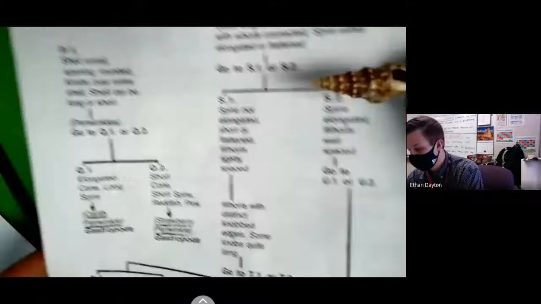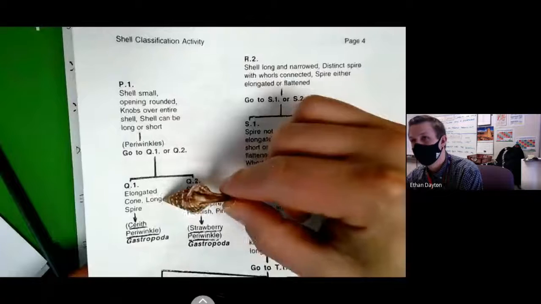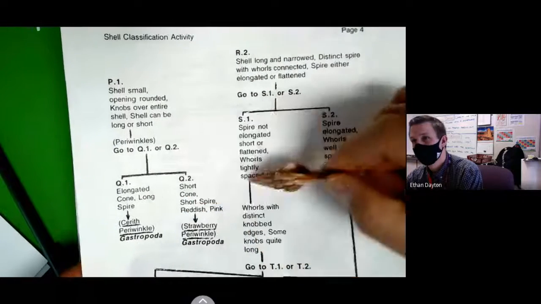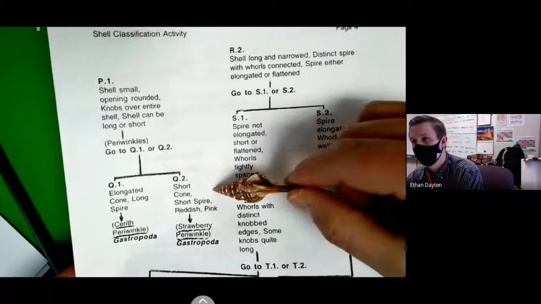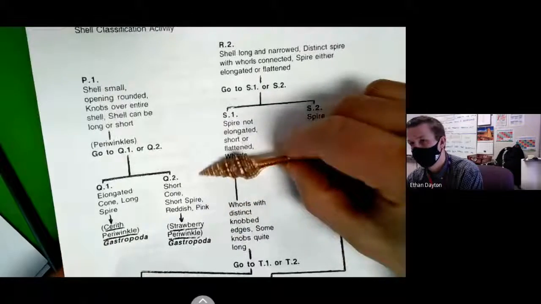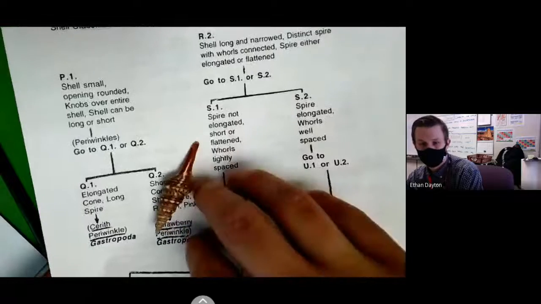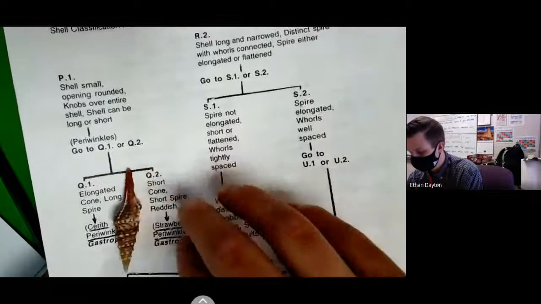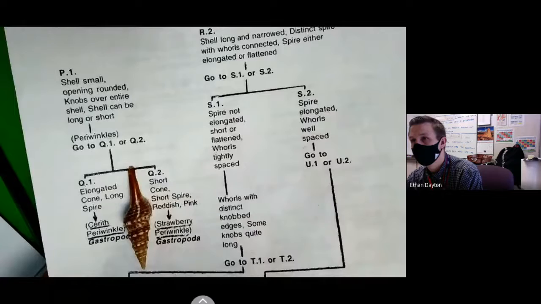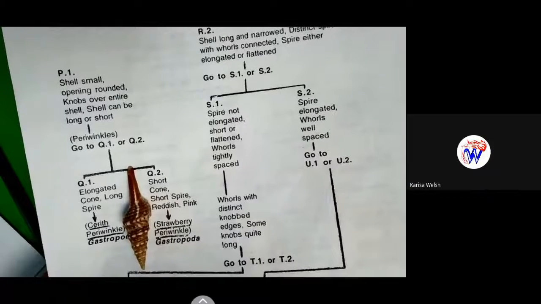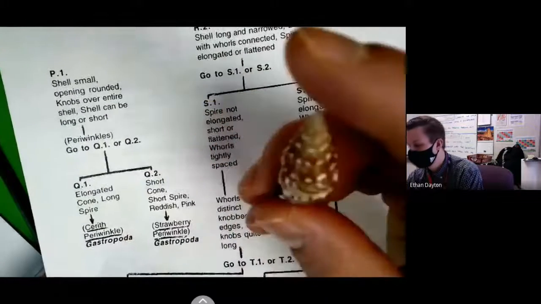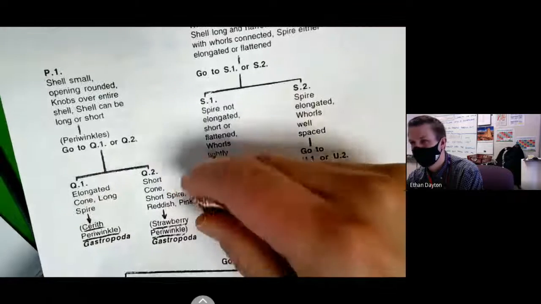Okay. Is it an elongated cone, long spire, or is it a short cone? Short spire and reddish and pink. Which one would you say it is? Carissa? Reddish and pink. You think so? I don't know. This cone looks kind of elongated. The cone is not short.